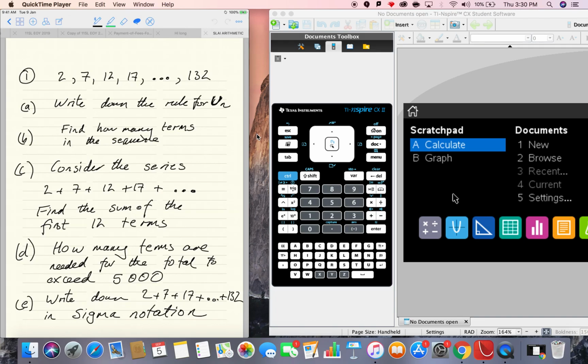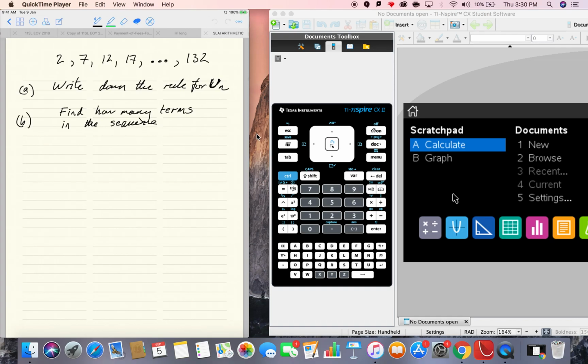Alright, so when you look at the question: 2, 7, 12, 17, ... finishes at 132. We want to write down the rule for u of n. So this is a step-by-step question, multi-parts. Hopefully we'll illustrate a lot of the ideas we've discussed in class over the last few weeks. Okay, so let's have a look then.